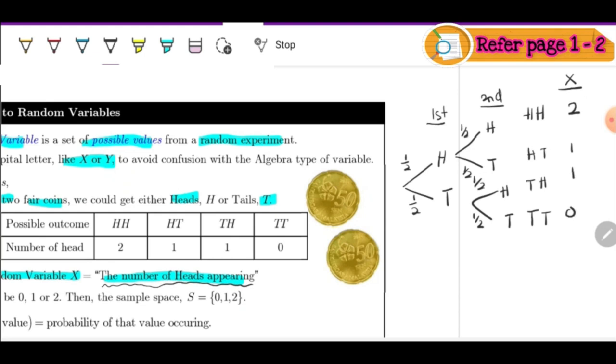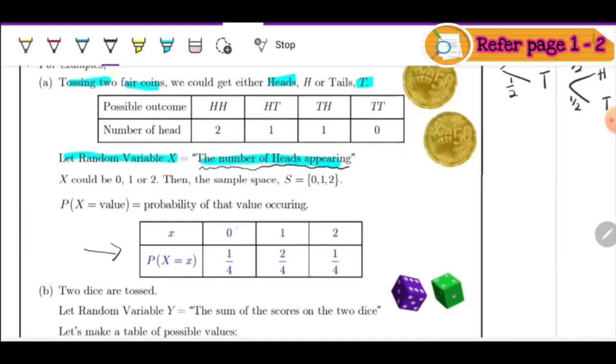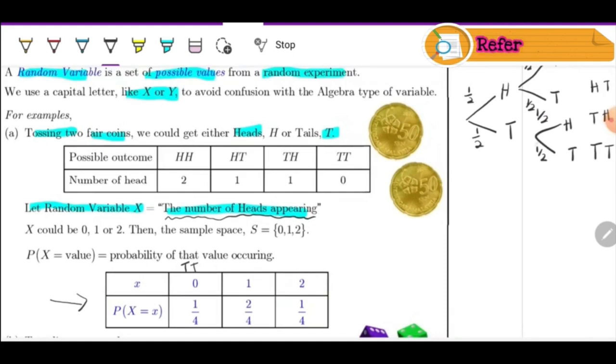So now we can represent the variable X, referring to the number of heads appearing, by using a table. We start from 0, which is 0 heads. 1 means 1 head, 2 means 2 heads. The probability of getting 0 heads means tail, tail. The probability is 1/2 times 1/2, so we get 1/4.